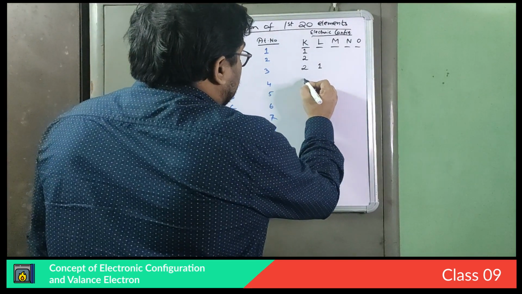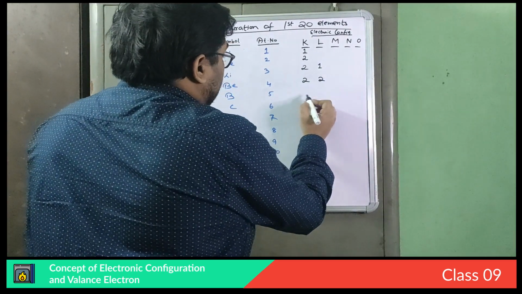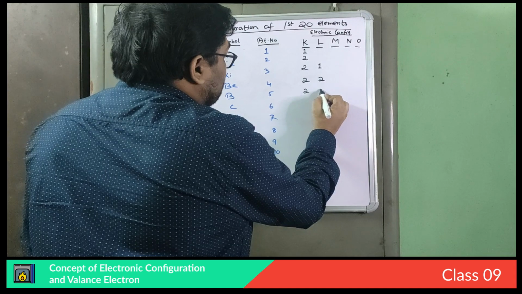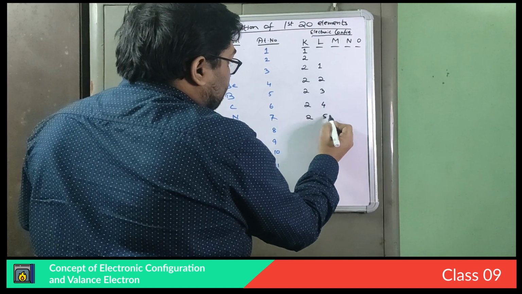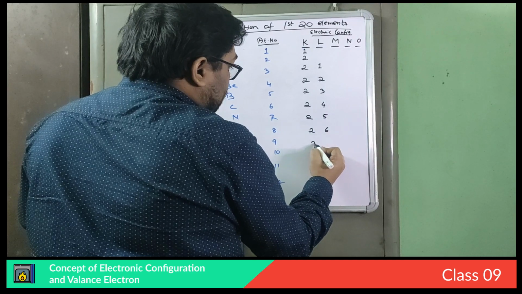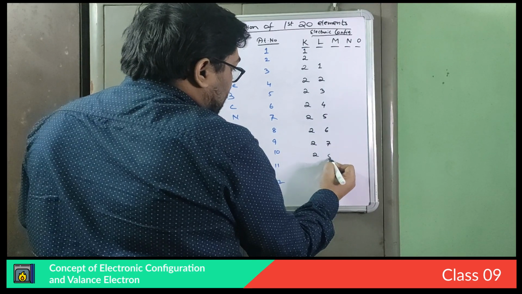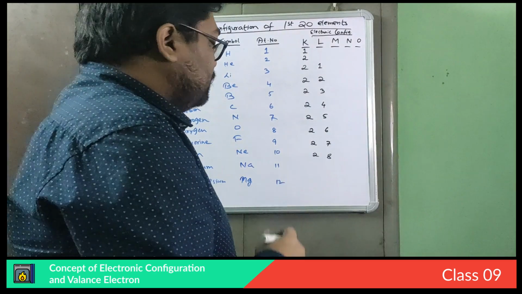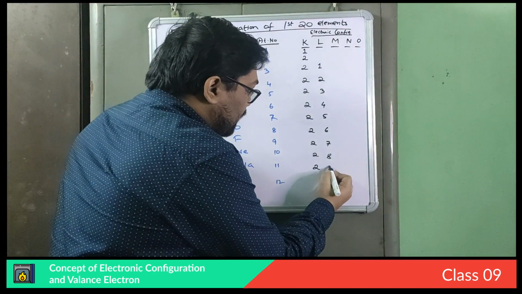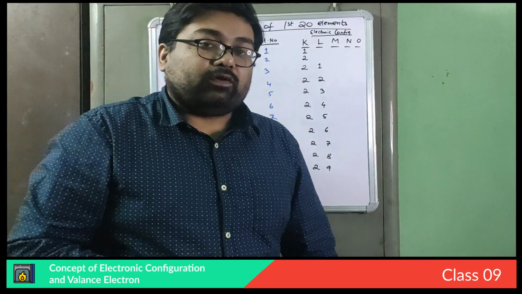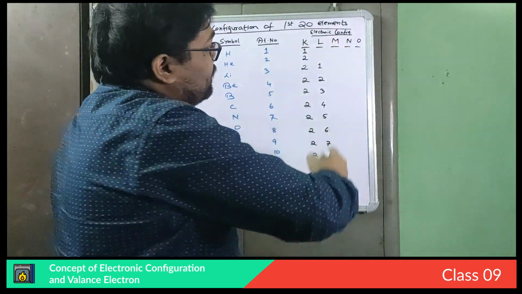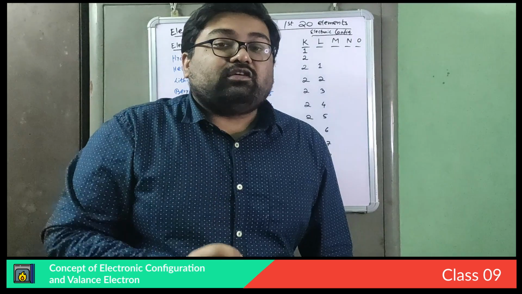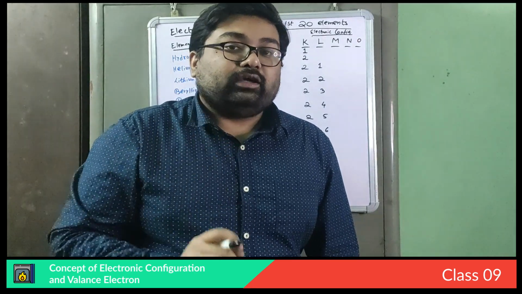Similarly for beryllium, it will be 2, 2, followed by boron. How much will it be? It will be 2, 3, 2, 4, 2, 5, 2, 6, 2, 7 and 2, 8. Now you have to stop here. Now if I write 2, 9 in case of sodium, it will be wrong. Why? Because you can see the maximum capacity that the L shell can hold is 8 electrons.